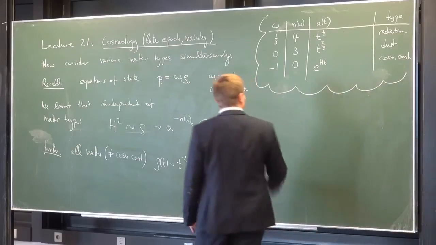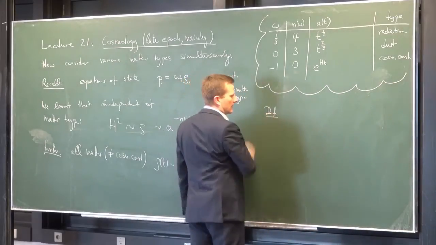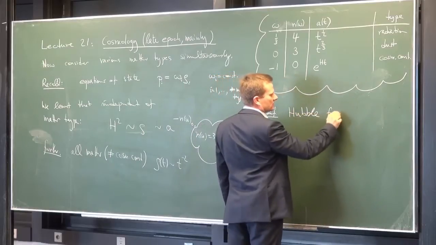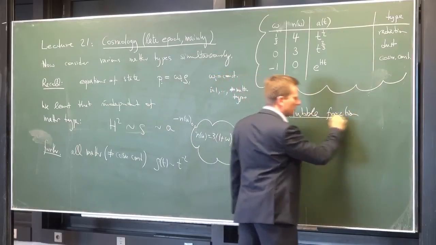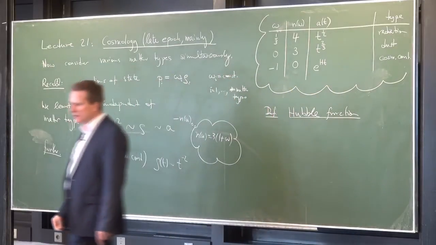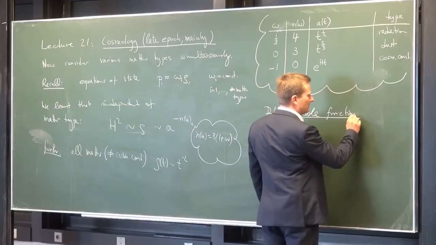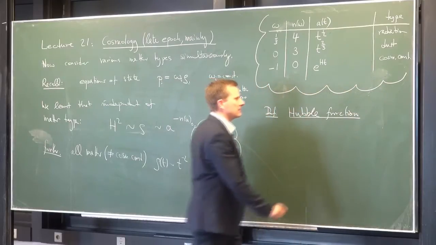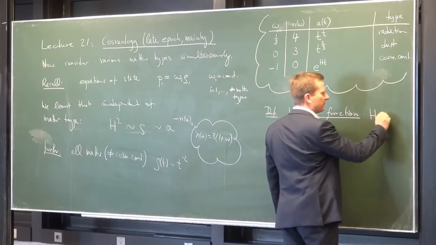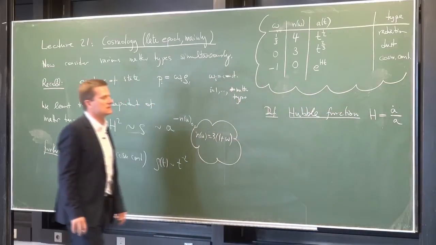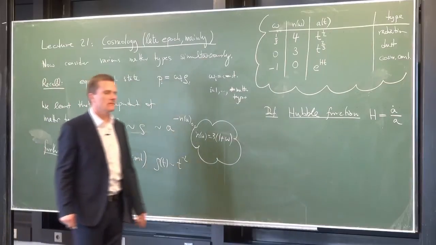Now, let's make a definition. I already wrote it down. It's the Hubble function. So this is all you need to know, okay? And all that now comes is terminology, but it's terminology that's heavily used, and it makes the equation simpler, so why not use it? The Hubble function is simply the function H of t that is a dot by a. That's the Hubble function, okay?